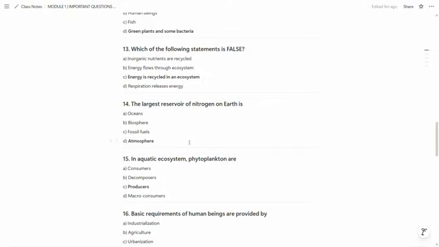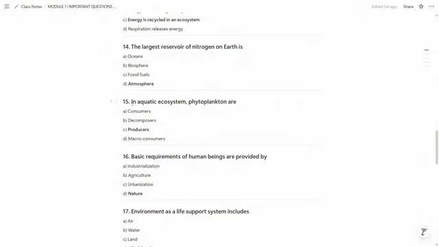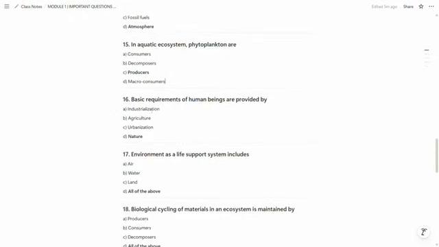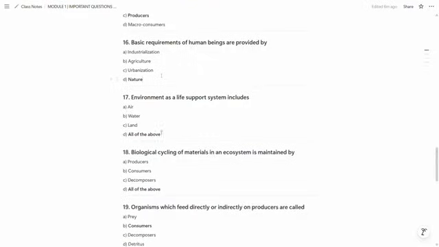In 14th question, the largest reservoir of nitrogen on earth is atmosphere. We already know. D option is correct. Now the 15th question is, in aquatic ecosystem, phytoplankton are producers. They are called producers. Now, the 16th question is, basic requirements of human beings are provided by nature. So, D option is correct.